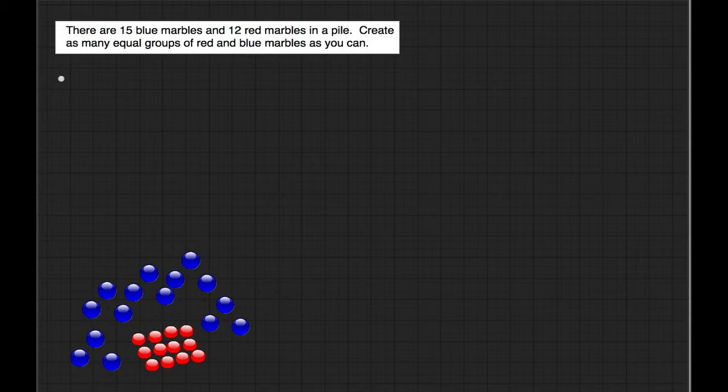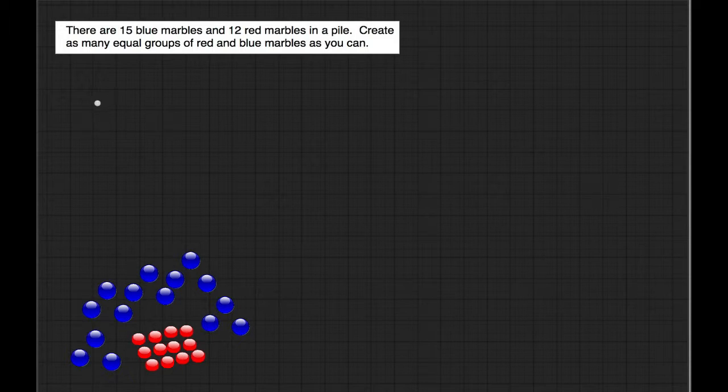So they're asking you to create groups. Each group will have red and blue marbles in it. The trick is that all the groups have to be the same. So what you need to think about is that you need to be able to divide up the blue marbles and divide up the red marbles into the same number of groups. And that's not too difficult.